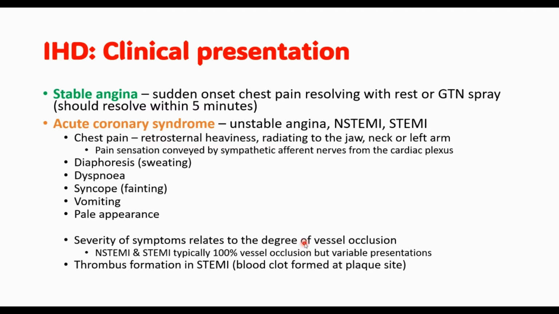But NSTEMI and STEMI can have quite variable presentations. You can differentiate between the two by doing an electrocardiogram and looking at some blood tests too, which I'm going to discuss when I talk about them more specifically. Typically you have a thrombus formation. Remember when I was talking about the thrombus being the blood clot in the coronary arteries? When you have a STEMI, you're going to have some thrombus formation.